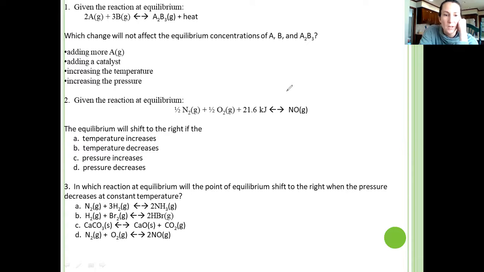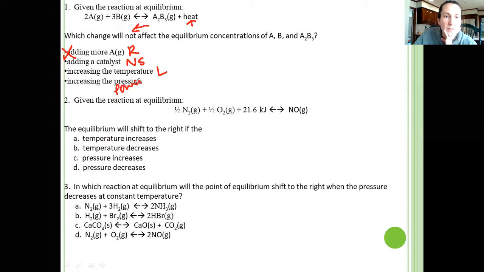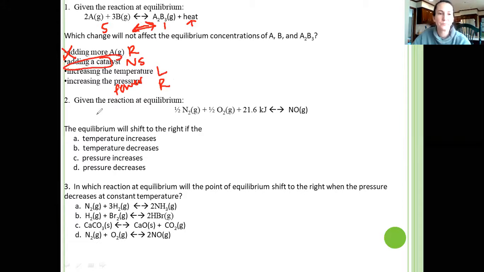Okay, so in number 1, it says which change will not affect equilibrium concentrations? Adding more will make it shift to the right. Adding a catalyst, no shift. Increasing temperature shifts away, so this would be to the left. And increasing pressure shifts to the side with fewer molecules, which is, this is 2, 3, 6, 5, and 1. So this would be a right shift. So the answer is adding a catalyst.